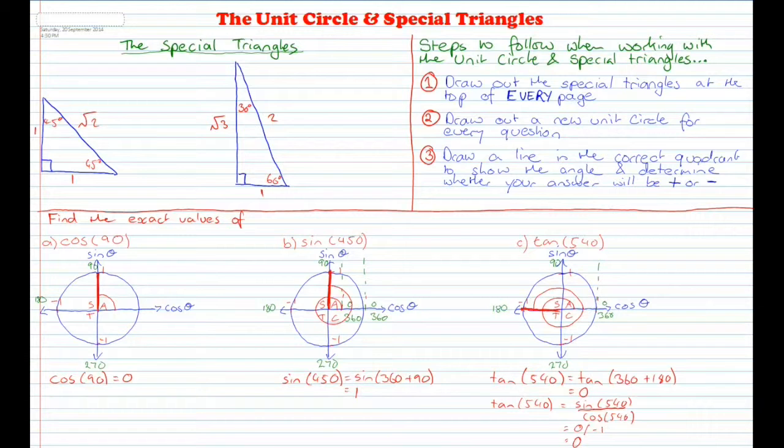Now another way to prove that is to say tan of 540 is equal to sine of 540 divided by cos of 540. Now sine of 540 will be 0, as you can see, because it doesn't go up anywhere for this point here. And cos of 540, well that's -1. So you end up getting 0 divided by -1, which is equal to 0.